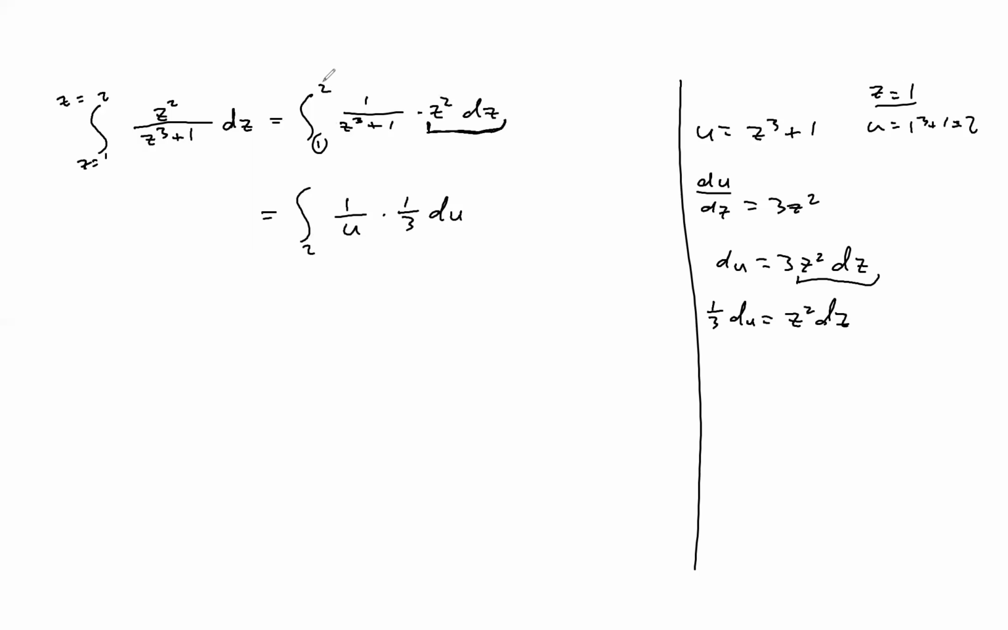And then in the same way, the upper bound was 2. So let's see what happens there. If z is 2, then again, using our substitution here, u should be 2 cubed plus 1. That's 8 plus 1, which is 9. So this upper bound, when z is 2, the u value is 9. So my upper bound now is 9.